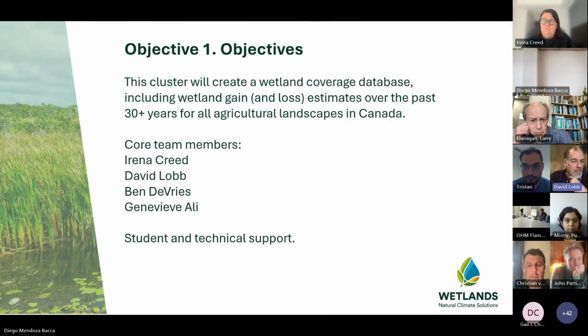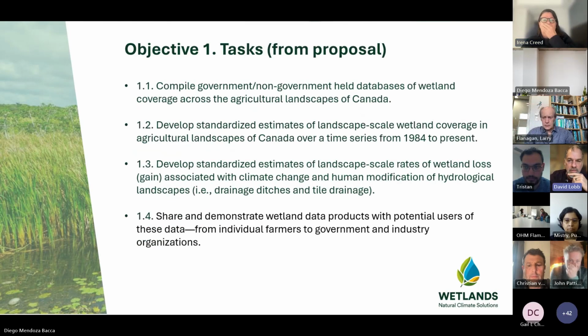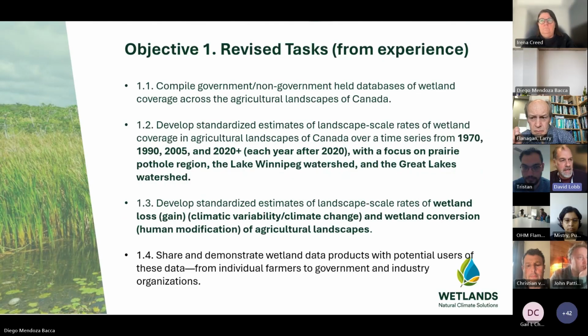I'm representing a research team that includes myself, Irina, Ben DeVries, and Genevieve Ali, as well as a group of students and technical support staff. And we're working towards creating a wetland coverage database, including wetland gain and loss estimates over the past 30 years or so for all agricultural landscapes. Now, don't move it forward yet. There, now I've caught up with you.